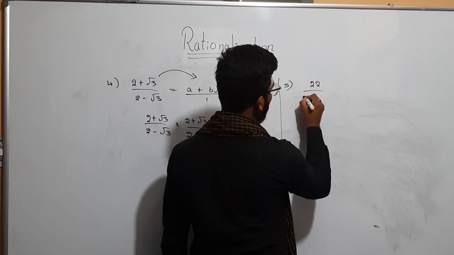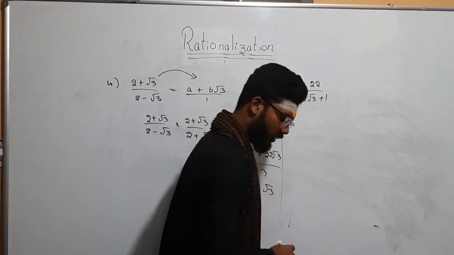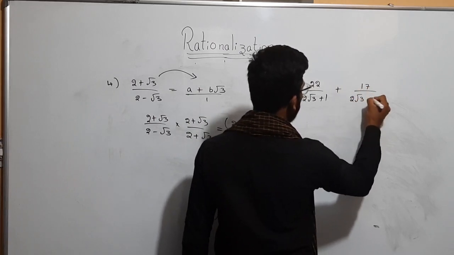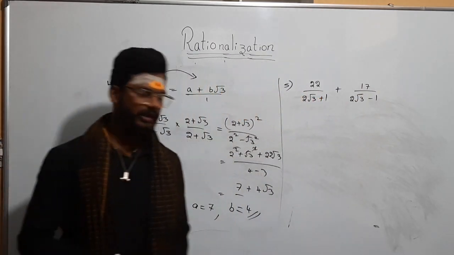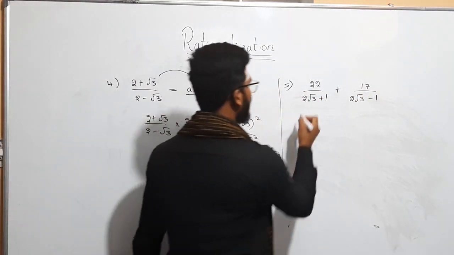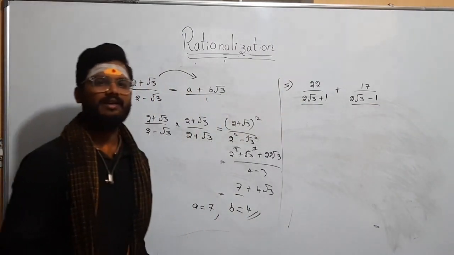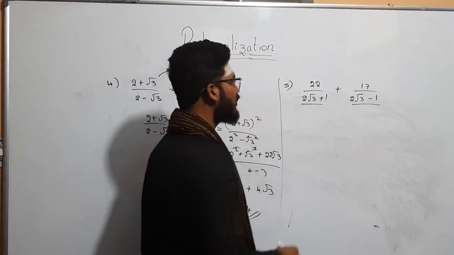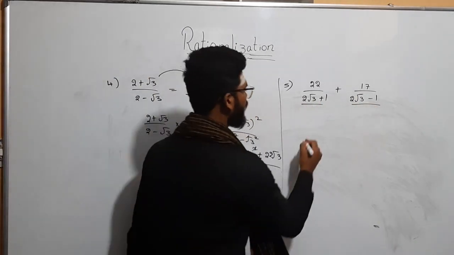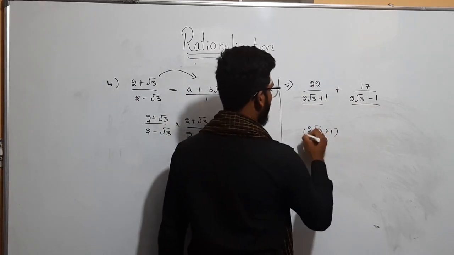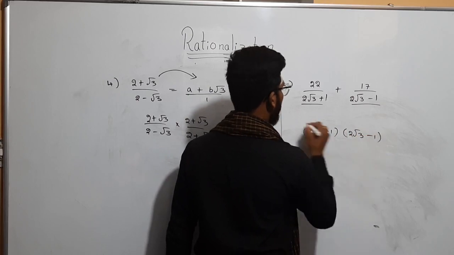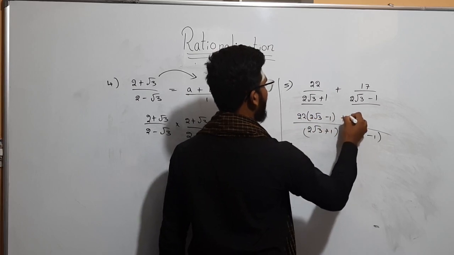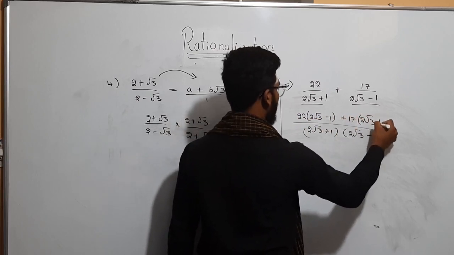Next, the same way, see, simplify 22 by 2 root 3 plus 1 plus 17 by 2 root 3 minus 1. See, if you observe here, these two are rationalizing factors of each other, right? So we can do one thing. If you take the LCM, what is the LCM for these two? This one into this one, right? So 2 root 3 plus 1 into 2 root 3 minus 1 is the LCM, and 22 into 2 root 3 minus 1 plus 17 into 2 root 3 plus 1, right?